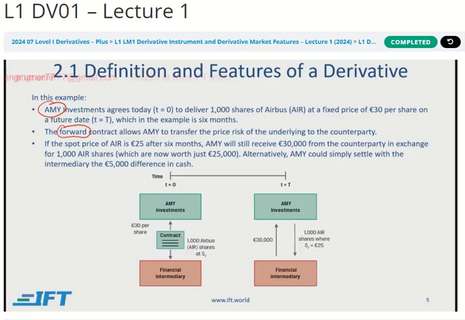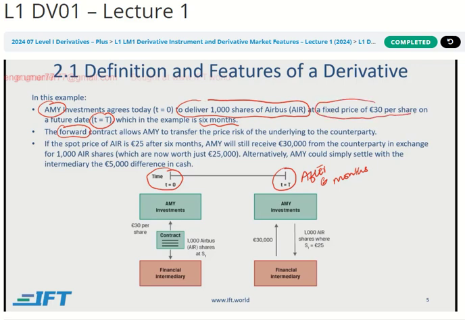So at a future date, and here that date is after 6 months. So currently we are at time 0, and at time is equal to big T, which is after 6 months in this example. What is Amy Investments agreeing to do? They are agreeing to deliver 1000 shares of Airbus at a price of 30 euros per share. So after 6 months, they are agreeing to give 1000 shares of Airbus at 30 euros.